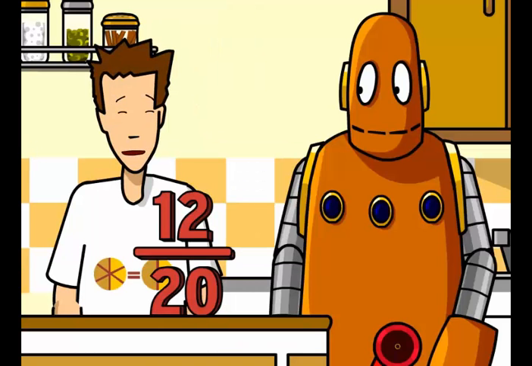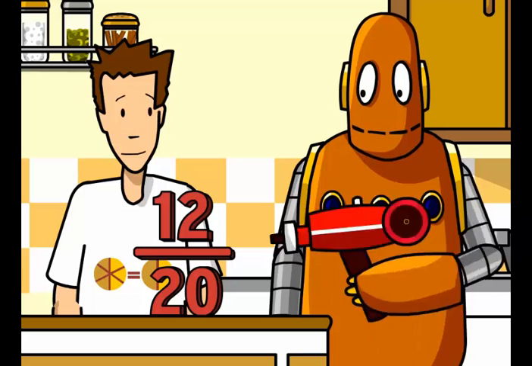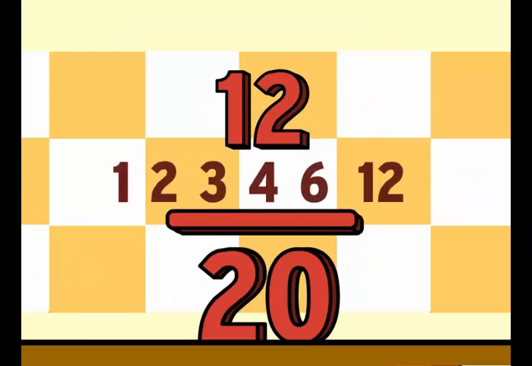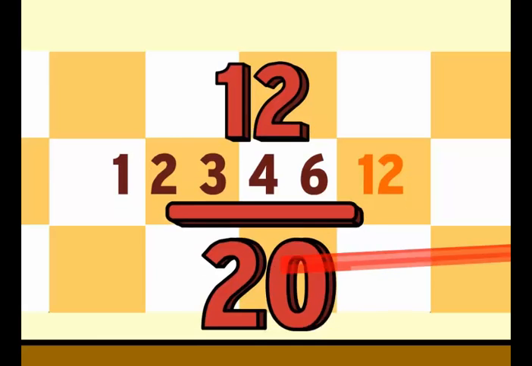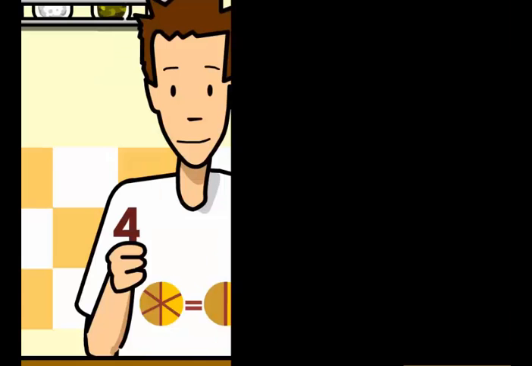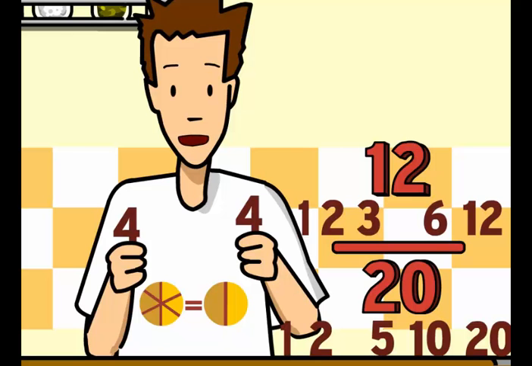Hey, can you set that thing on factor? So, the factors of 12 are 1, 2, 3, 4, 6, and 12. And the factors of 20 are 1, 2, 4, 5, 10, and 20. It looks like the greatest common factor is 4.